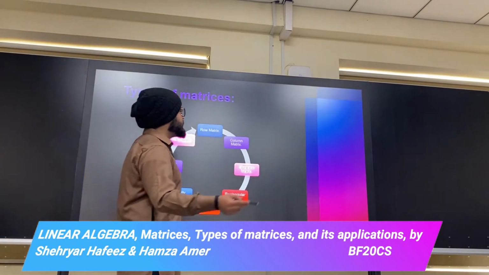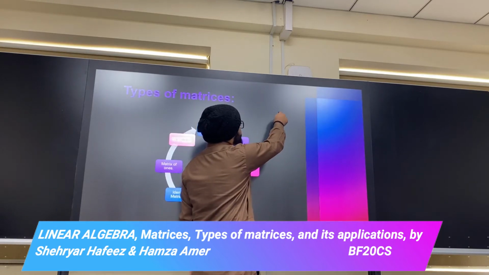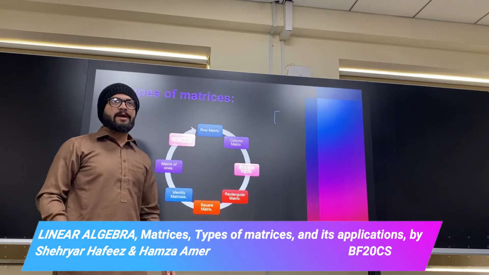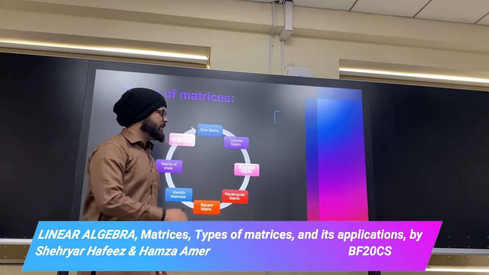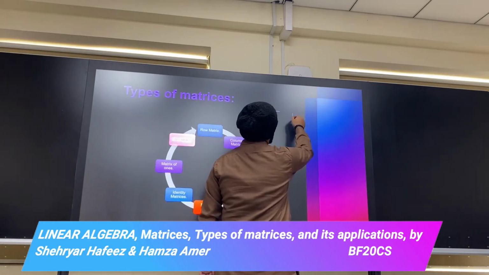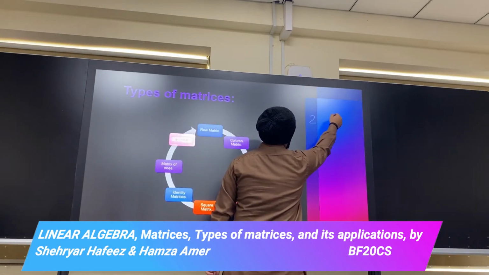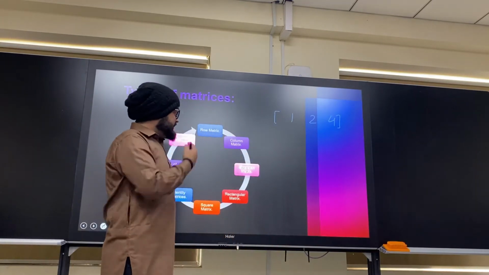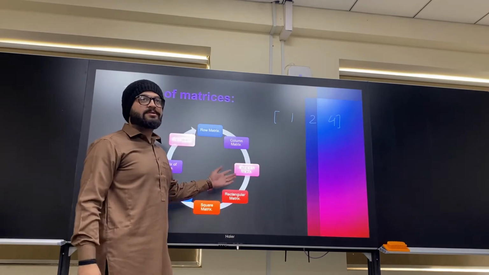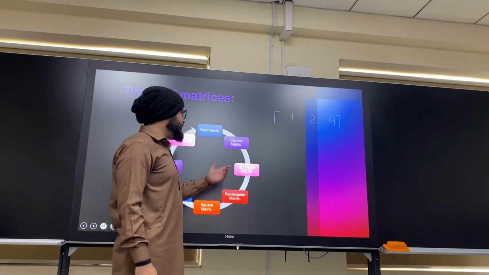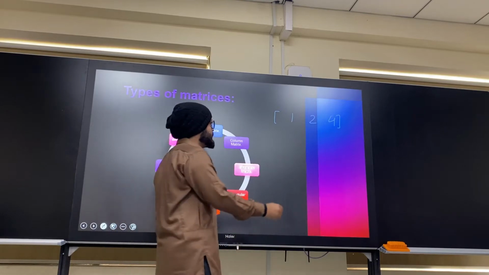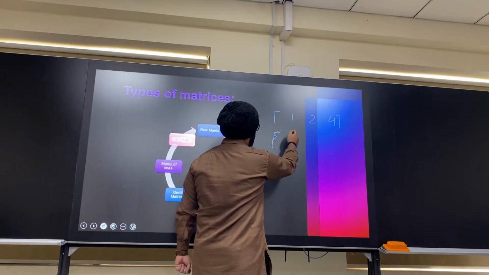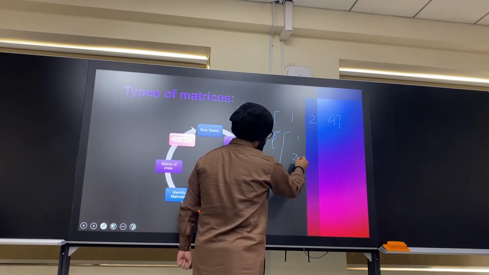So first of all, there is a row matrix. Row matrix can be defined as any matrix which has one row and n number of columns. So any number of columns, but the important thing is one row. So 1, 2, and 4, for example. And then there is column matrix. Column matrix can be defined as any matrix with one column and n number of rows. So it could be like 1, 2, 4.